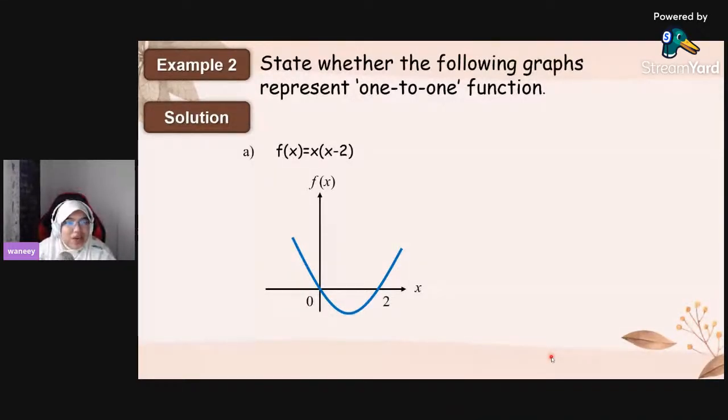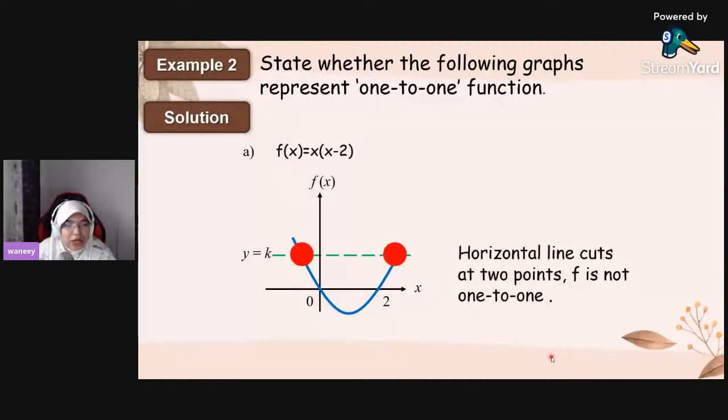How do we check whether this is a one-to-one function or not? We have to do the horizontal line test. So cut them at any point. For me, I choose y equal to k. To make it easy, y equal to 3 or y equal to 4, up to you. Choose any number. Once you cut, you should see that the horizontal line cuts at 2 points. Since the horizontal line cuts at 2 points, f is definitely not a one-to-one function, because we cut at 2 points.